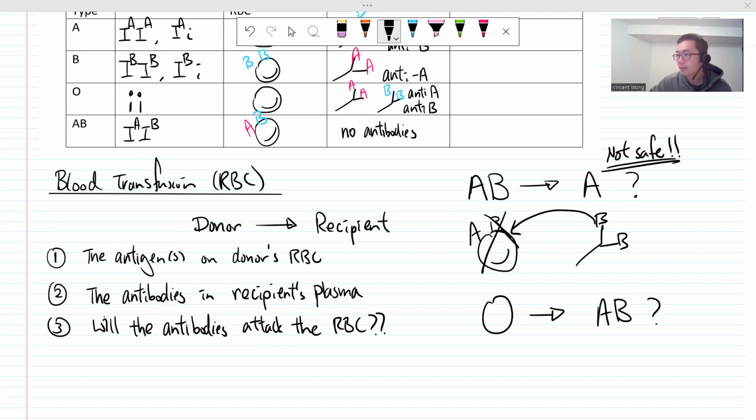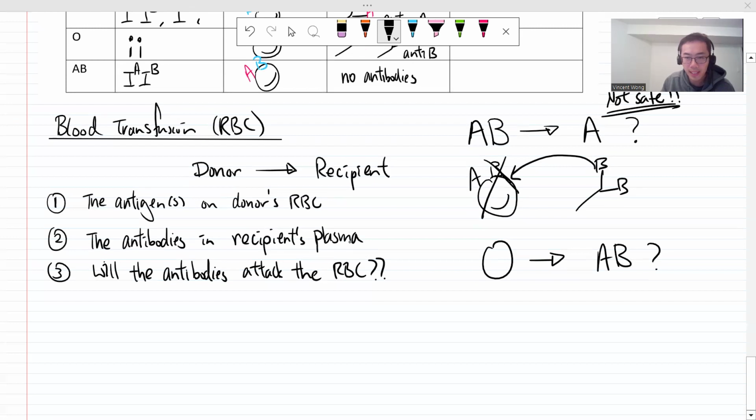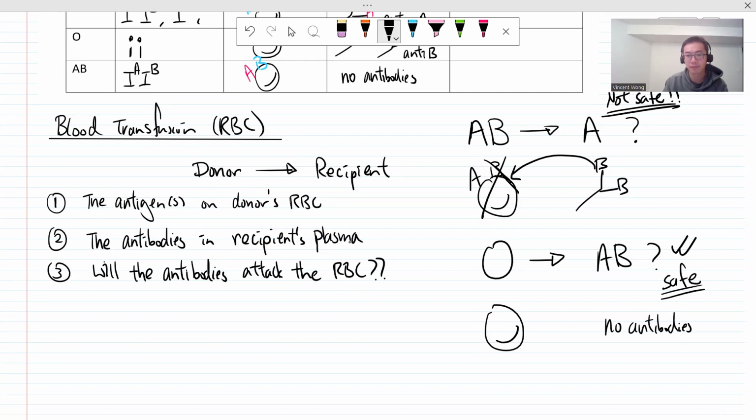Okay, well, let's take it up. So, antigen on the donor's RBC, this is type O, so there is no A, there is no B on it, which is fine. Antibodies in the recipient, this person is AB, so there's no antibodies. Will the antibody attack? No, because there are no antibodies. So this is safe.